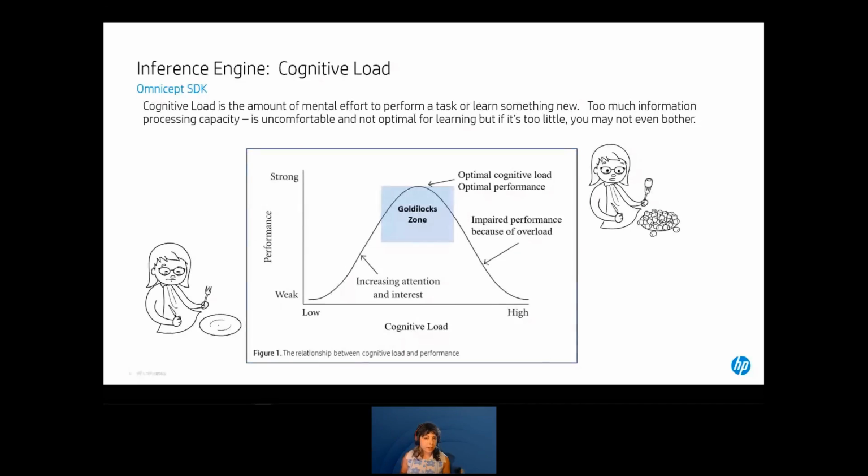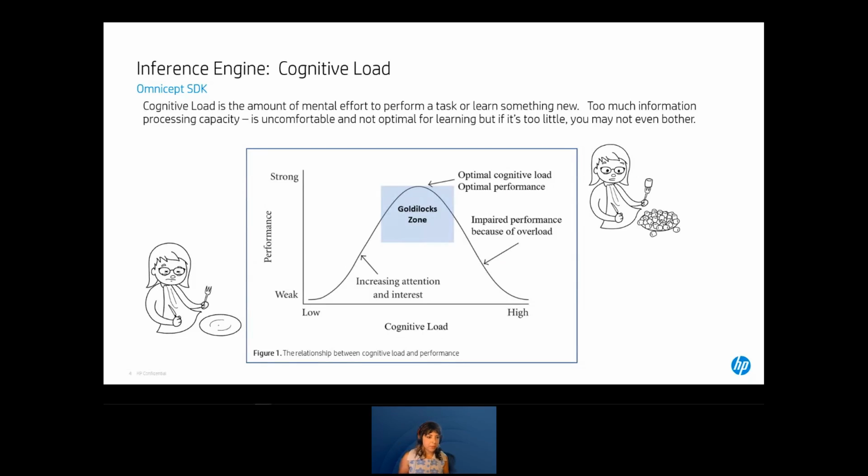And at the other end of the spectrum, if it's too little, it's not even interesting, then that's low cognitive load. And that's not optimal either. You're not really learning, you're not really performing. So we have this example here of this little cartoon. She's eating a bunch of marshmallows. Sure, you can eat 36 marshmallows and jam them in your mouth, but how easy is it going to be to chew and swallow those? Not that easy, not that optimal. So that's overloaded. Think of all those marshmallows.